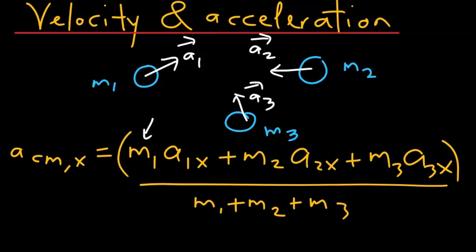So the x component of that center of mass acceleration is given by the following. Mass 1 times the x component of the acceleration of object 1, mass 2 times the x component of the acceleration of that mass, and mass 3 times the x component of the acceleration of that mass. Now the y component can be written down similarly. So the y component of the acceleration of the center of mass is m1 a1y, which is the y component of the acceleration of object 1, m2 a2y, and m3 a3y.